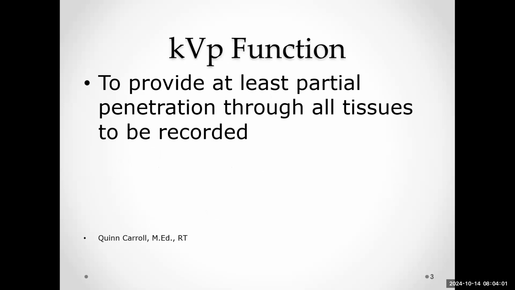So as far as kVp, the function of kVp is to provide at least partial penetration through all tissues to be recorded. So in other words, we want the kVp to be high enough to penetrate through the thickest part of the part that you're looking at. So if it's an elbow, you want it high enough to get through that thickest part of the elbow where that olecranon sits. Y'all be reviewing that as well this week.